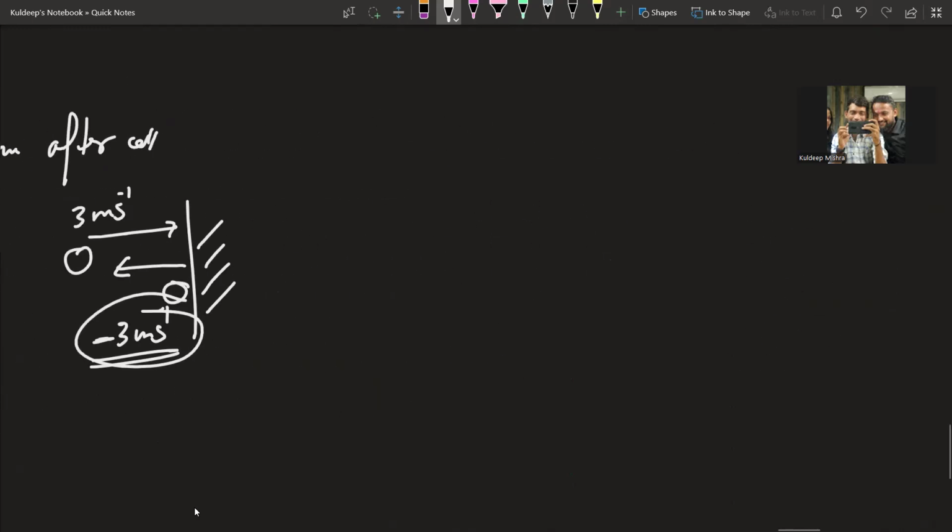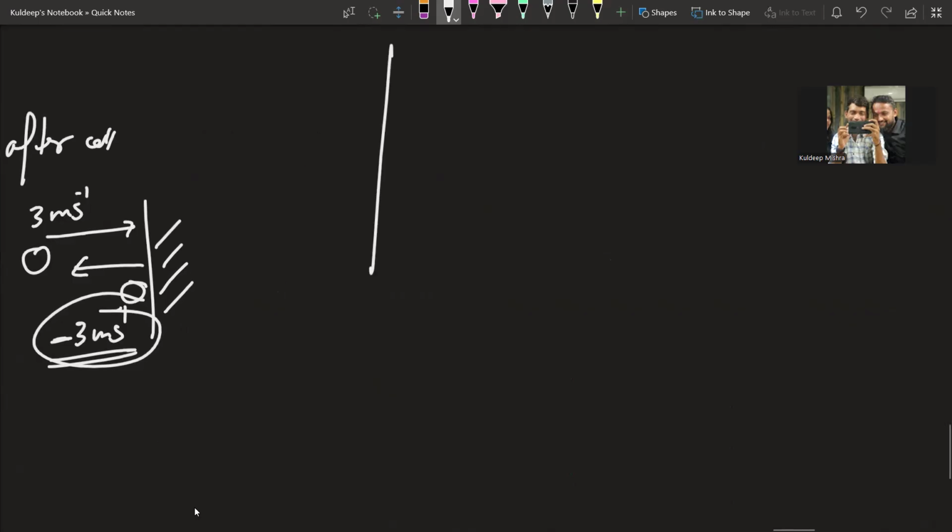If they say that there is a ball of mass, let us say 2 kg, and it hits the wall with 3 meters per second, what is the change in momentum? And the collision is perfectly elastic. So what will happen? The wall has velocity 0, so the initial momentum of the wall is 0.